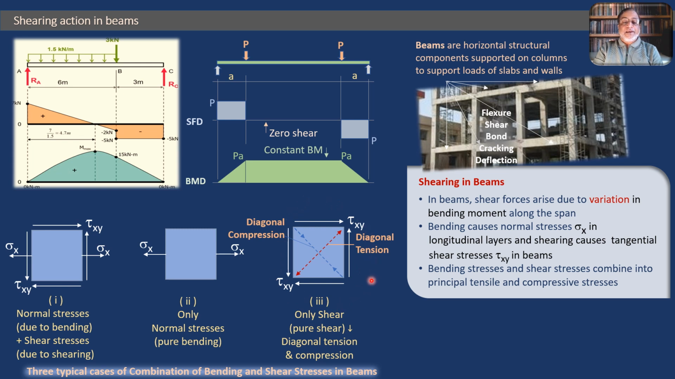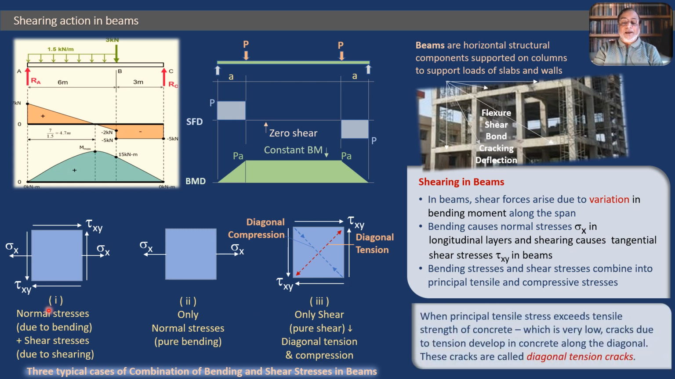So this element gives us the idea that even though the element is subjected to pure shear, finally it results in diagonal tension and diagonal compression. So the pure shear action or shearing action eventually leads us to diagonal tensile stresses and diagonal compressive stresses. So this is how we can say that when principal tensile stress exceeds tensile strength of concrete... Now let us go one step ahead.